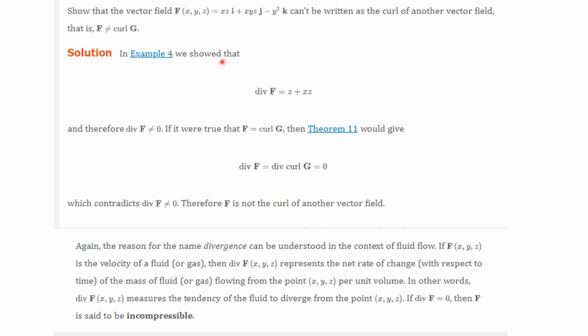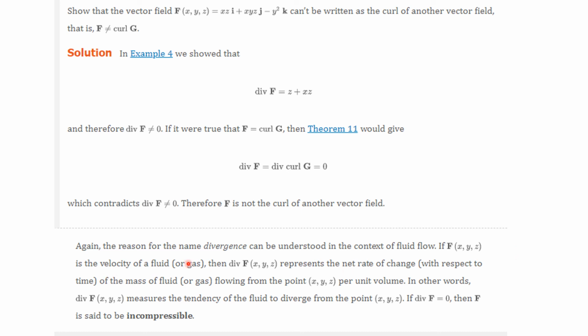Okay, previously, in an earlier example, we computed the divergence of this, and that is z plus xz. So the divergence is not 0. Now if it were true that this capital F is the curl of some G, then the divergence of F would equal the divergence of the curl of G, because we're putting F in there, and that would be 0. But that contradicts the fact that the divergence of F is not 0. It's a proof by contradiction. Therefore, capital F is not the curl of another vector field.